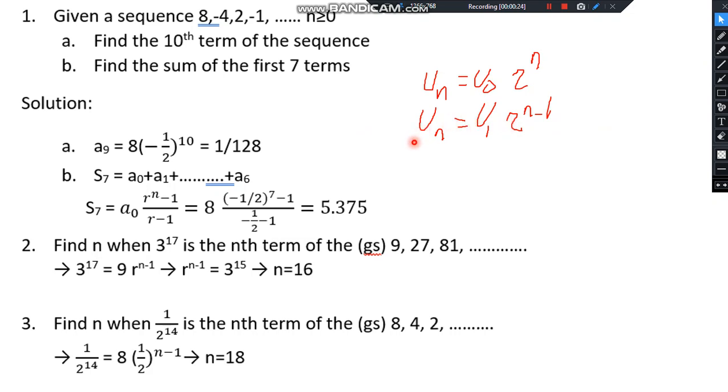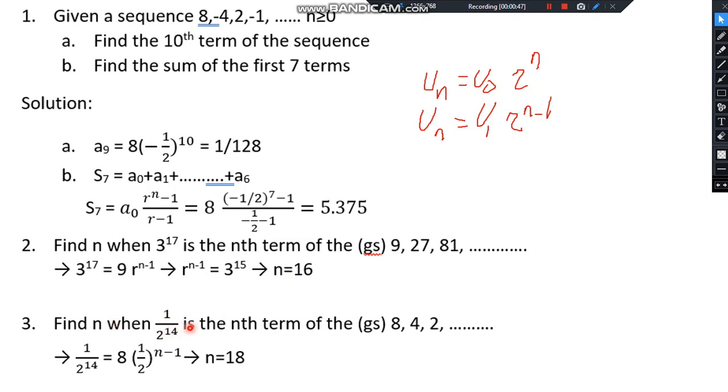So I want the position of the term, so it's equal to 3^17. So I put 3^17 here. The first term here is 9, as you can see, times r^(n-1). So r^(n-1) equals 3^15, because if you do it, it's 3 squared over 3 squared, 3 power 15. So n minus 1 is 15, so n is 16, so it will be the 16th term.